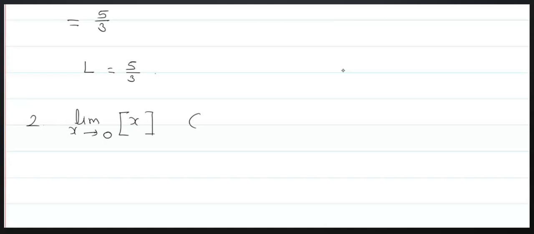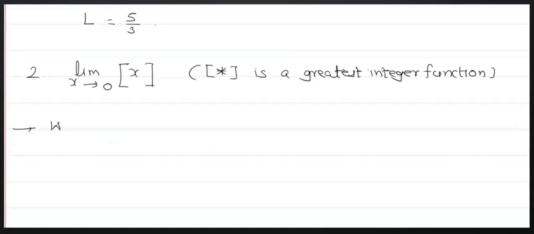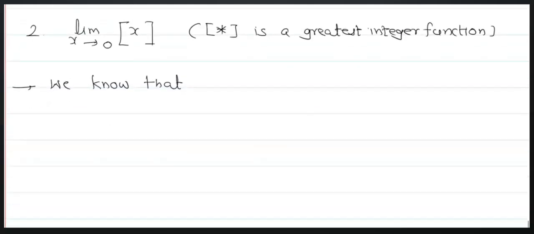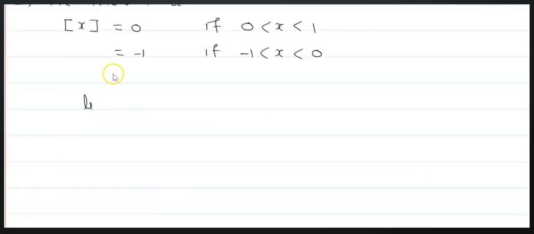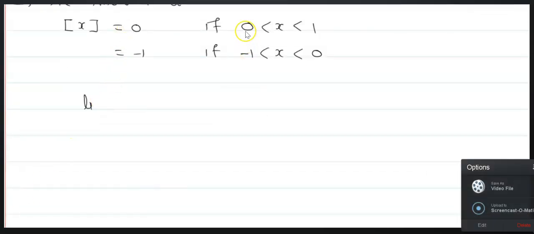Limit x tends to 0 of [x], this is in square bracket x, that is nothing but the greatest integer function. Now we know that [x] is the greatest integer function. [x] equals 0 if x lies between 0 to 1, and the greatest integer function is 0. And next, if x lies between -1 to 0, then it is -1.